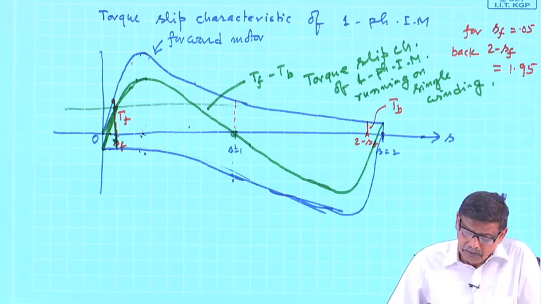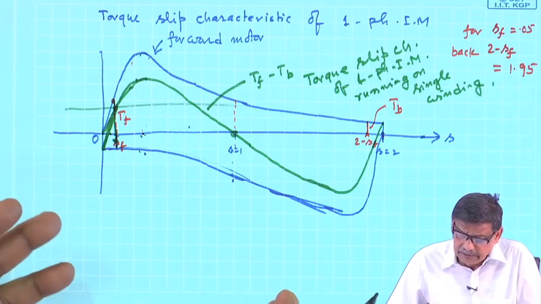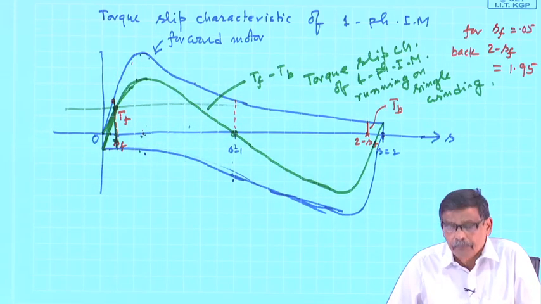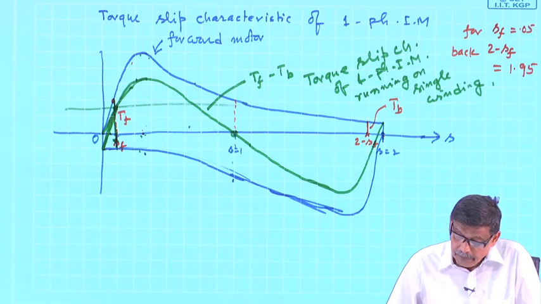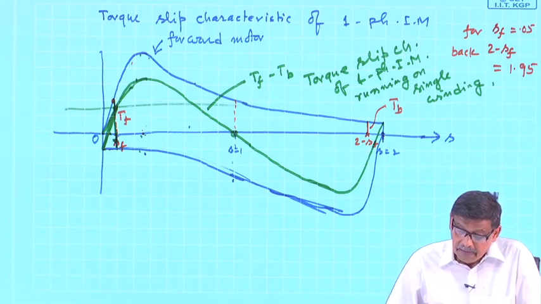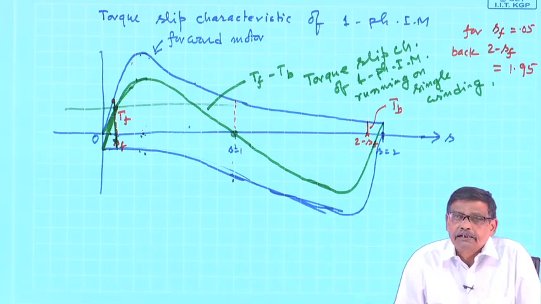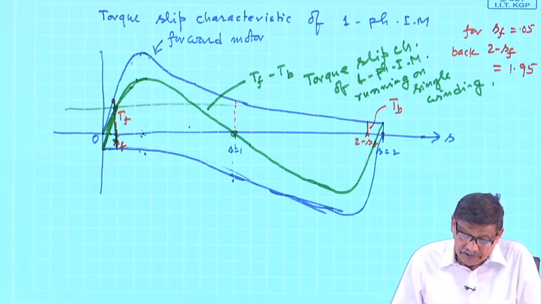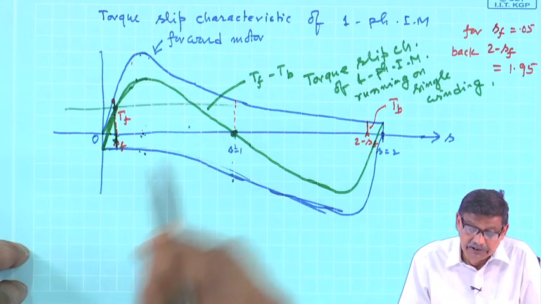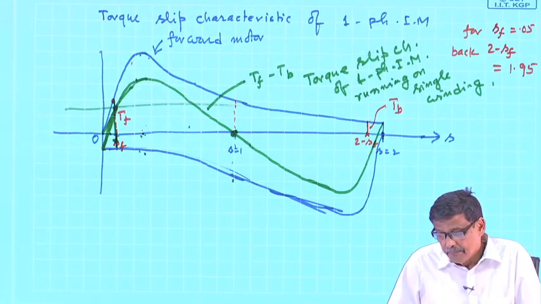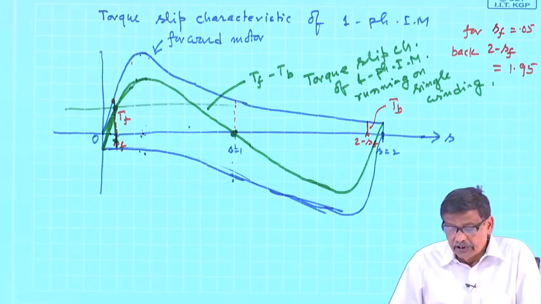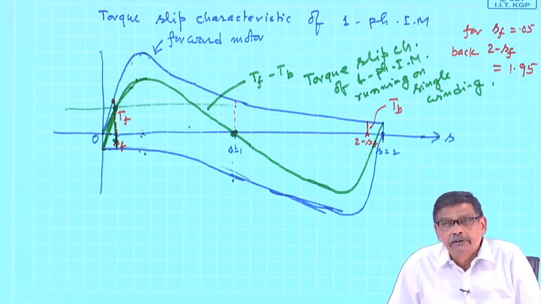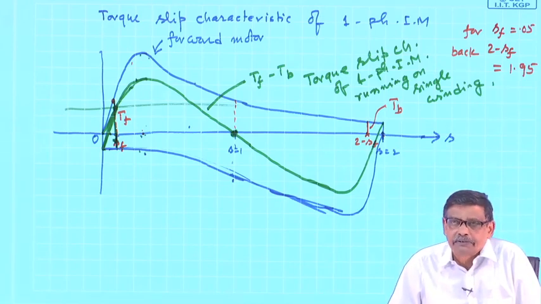Therefore, this is the full torque slip characteristics of the induction motor, okay, running on a single winding, that is very important. This is the starting torque 0. Therefore, it looks like a single phase induction motor has got a running torque, but no starting torque.